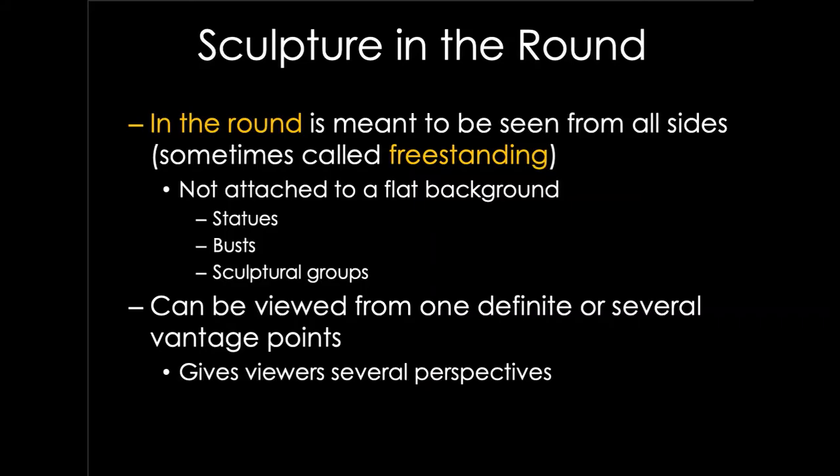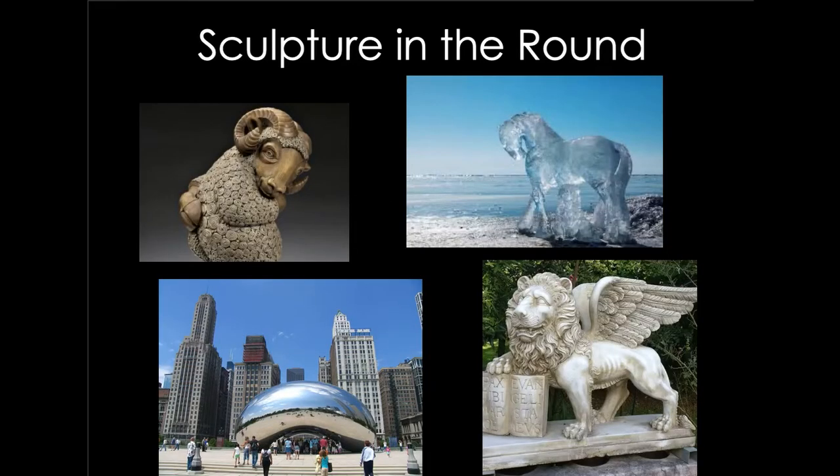They can be viewed from either one definite standpoint, one vantage point, or several vantage points. So it gives their viewers several complementary perspectives that they can take when looking at this art piece. Here are some images. You can physically walk around this entire image to see it in its entirety. Now these images are chosen from one particular perspective, but again, you can move around that sculpture and see it from any angle that you choose.